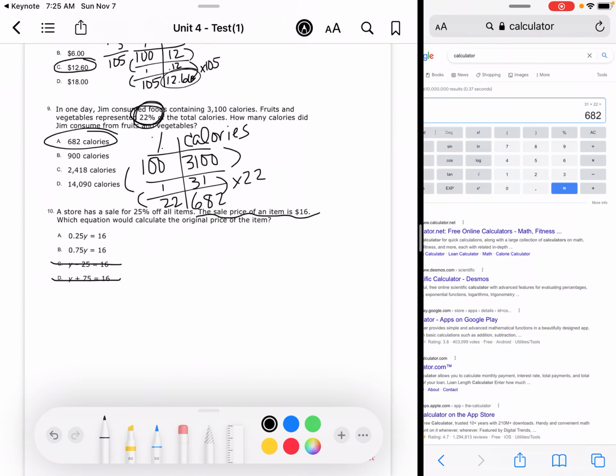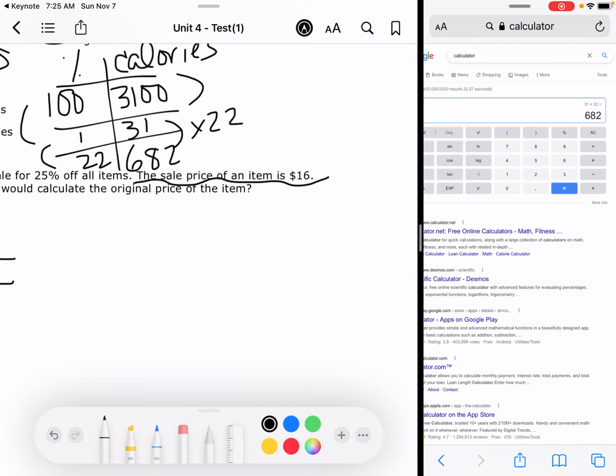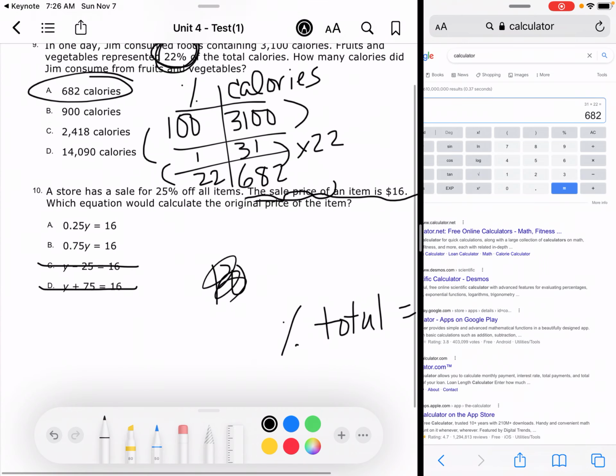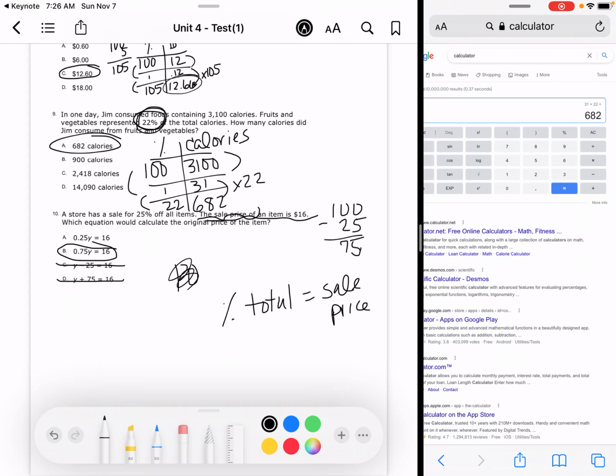And when we talked about these before, you're multiplying the percentage times the total equals the sale price. So if I want the sale price and I saved 25%, I'm left with 75%. So that means it should have been B.